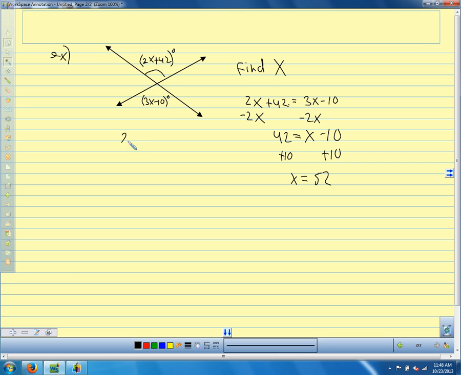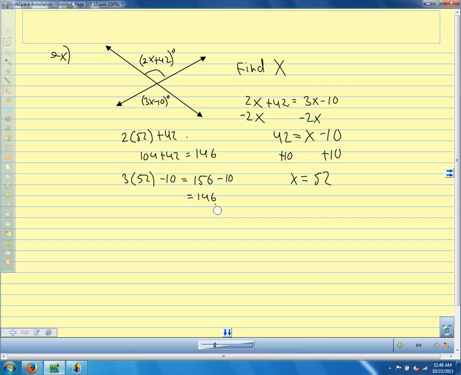I could say 2 times 52 plus 42. That gives me 104 plus 42 is 146. And if I plug it into the other one, 3 times 52 minus 10 equals 156 minus 10, or 146. So I get 146 either way. So that's a way I could check my work, make sure I did it correctly. And that says this angle is 146 degrees and that angle is 146 degrees. So we checked our work.